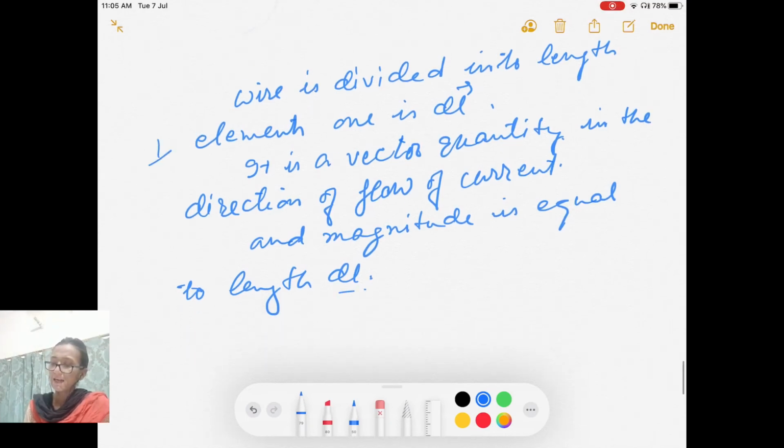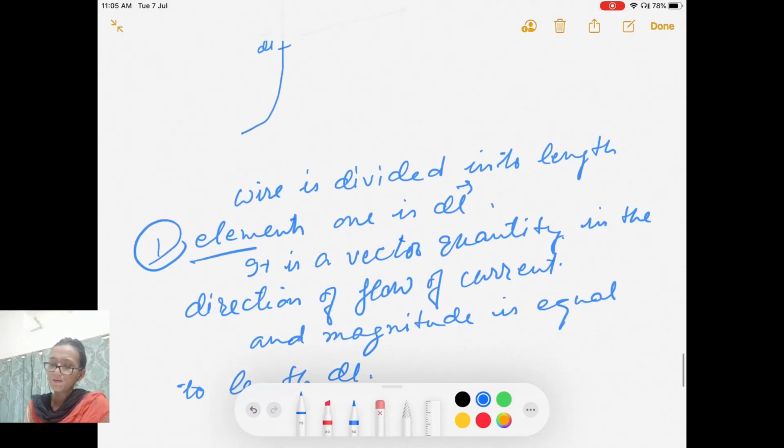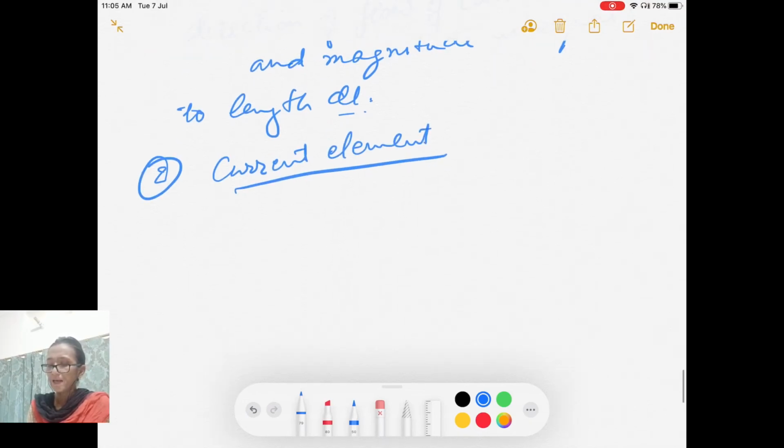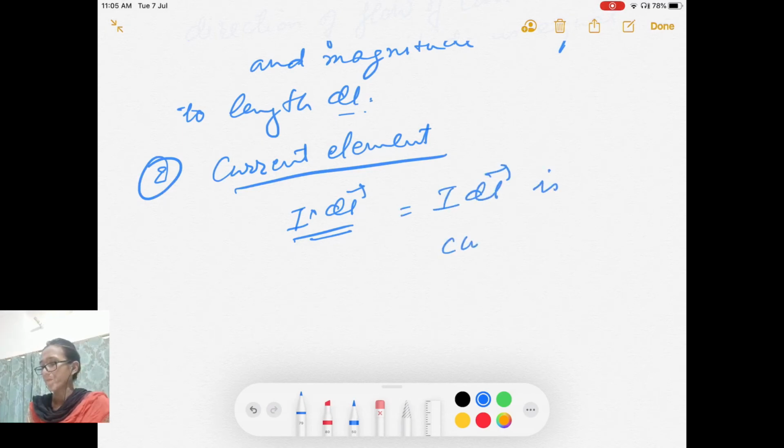Now the next thing, current element. It was your length element. Now the second thing is your current element. If you multiply the current flowing in the conductor with the length element, it becomes your current element.